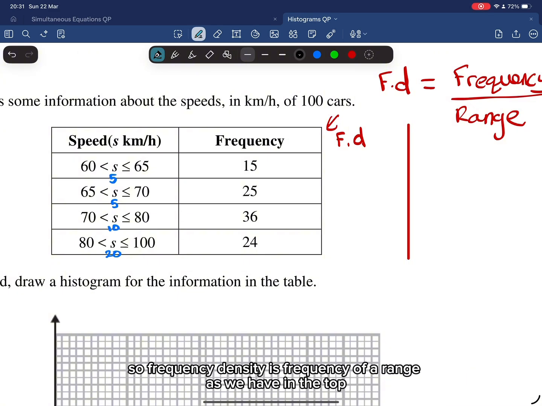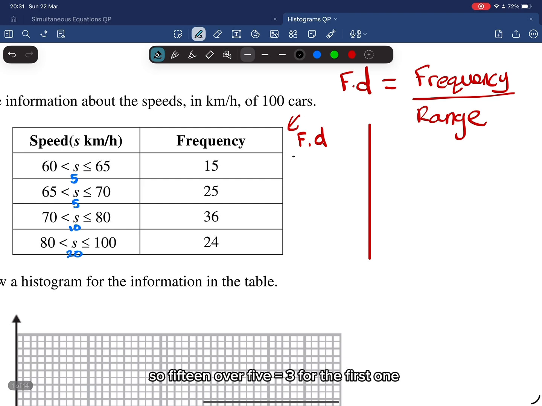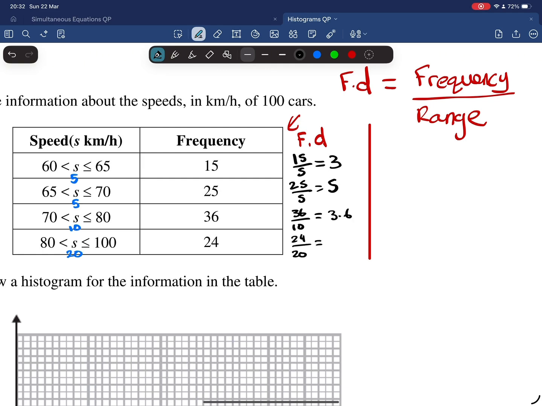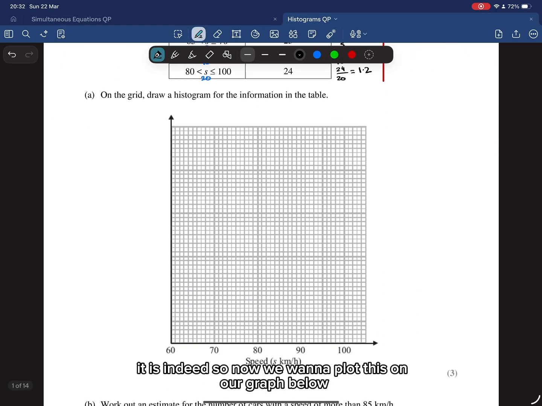So our frequency density is frequency over range, as we have at the top. So 15 over 5 equals 3 for the first one. 25 over 5 equals 5 for the second. 36 over 10 for the third. And then 24 over 20 for the last. That's 1.2, right? Hopefully. It is indeed. So now we want to plot this on our graph below.